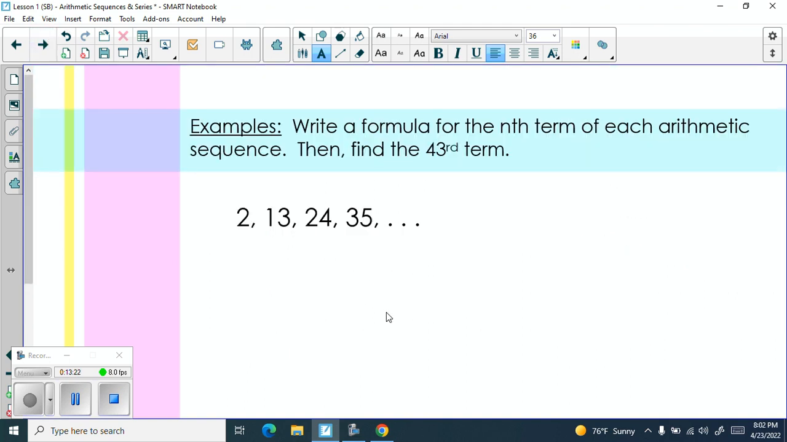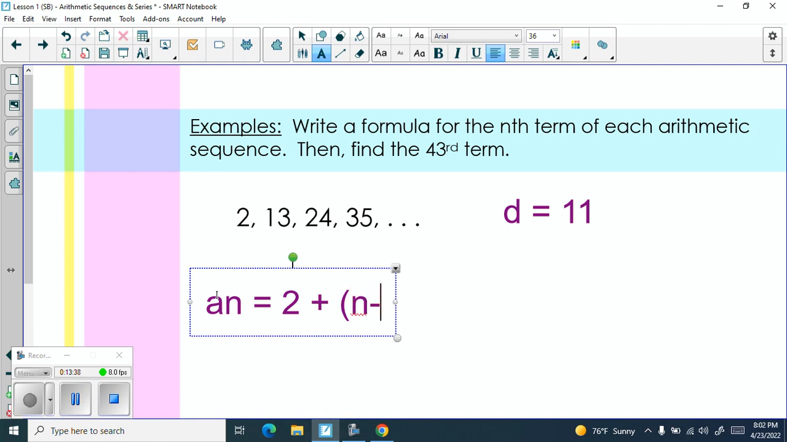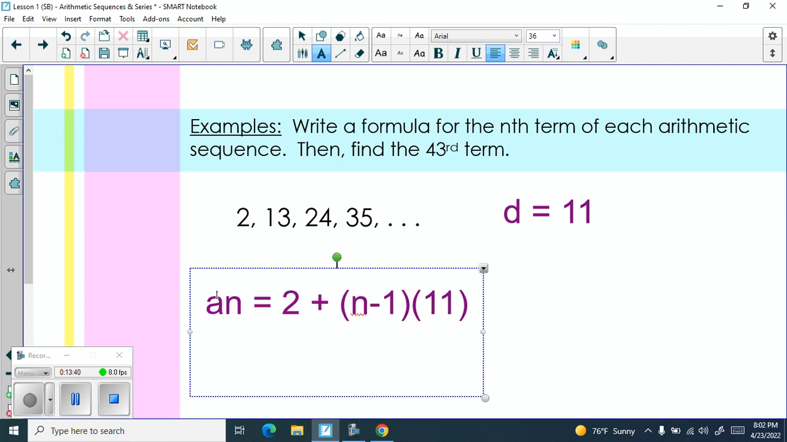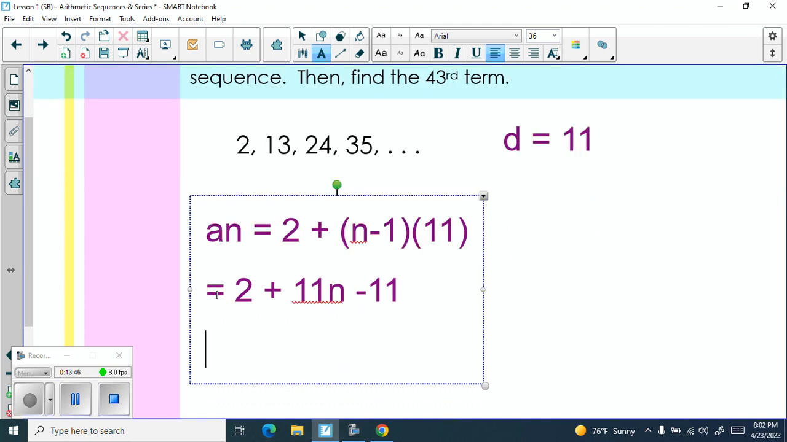Okay, and then one more. So feel free to pause at any time and try this on your own, see how you do. So you should notice that you're adding 11 each time. So that's our d value. So our formula is going to be 2 plus n minus 1 times 11. If you wanted to condense that, 2 plus 11n minus 11. So we're going to end up with 11n minus 9 as our formula.